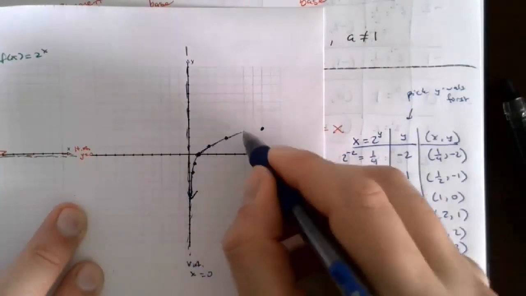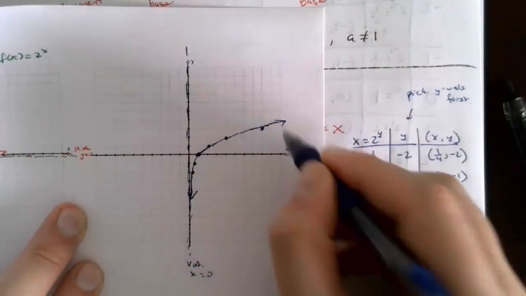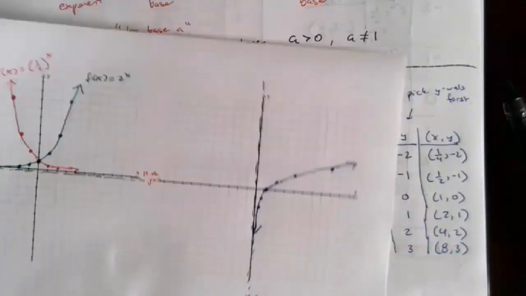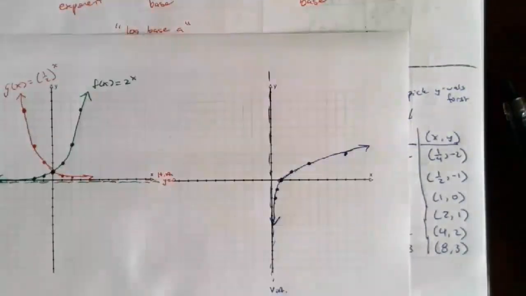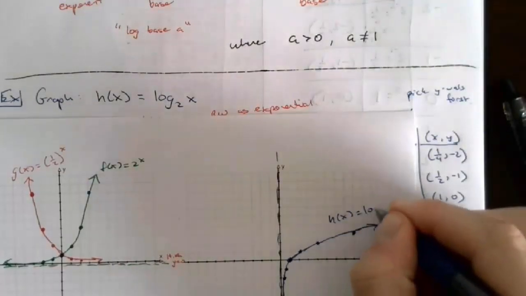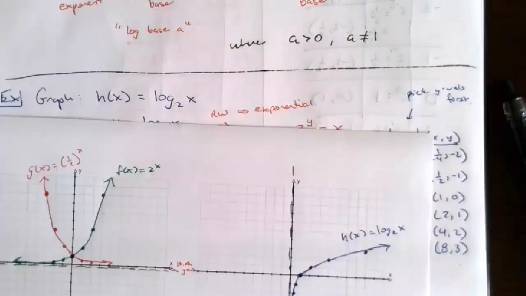It curves through here, through those points, arrow on the end. This goes not only outward forever, but upward forever. It's just going very slowly. And this is the graph of h of x equals log base 2 of x.